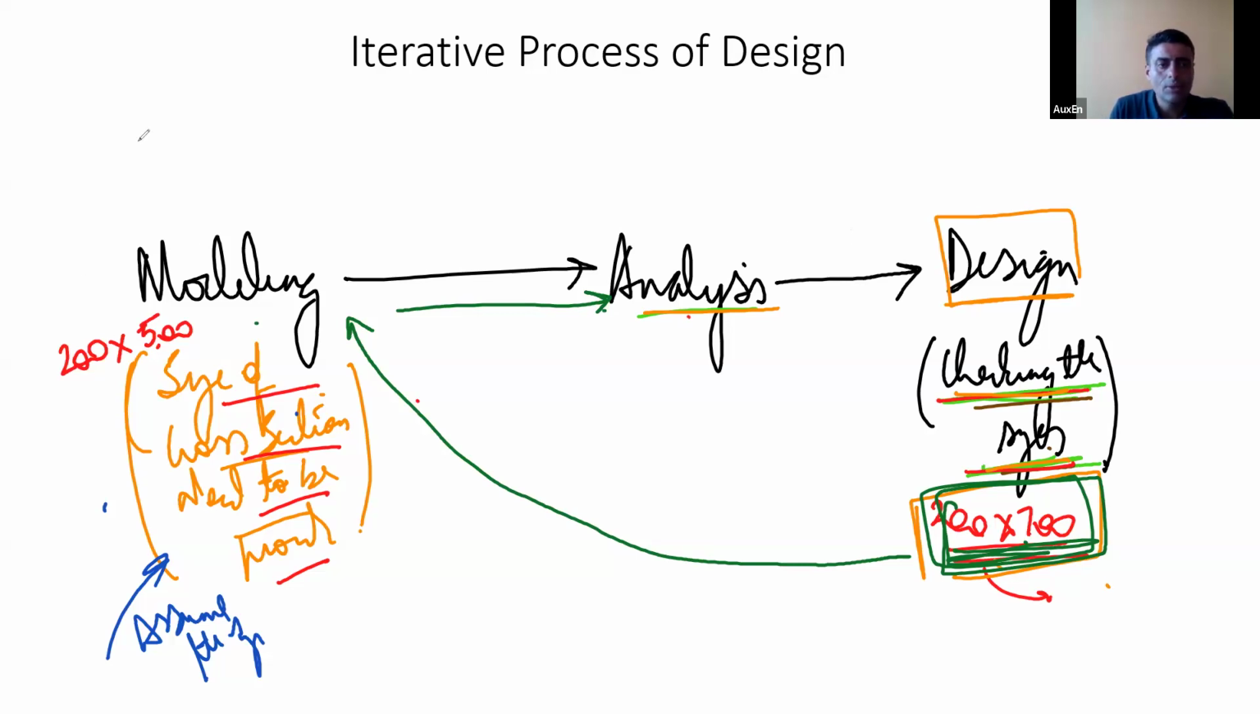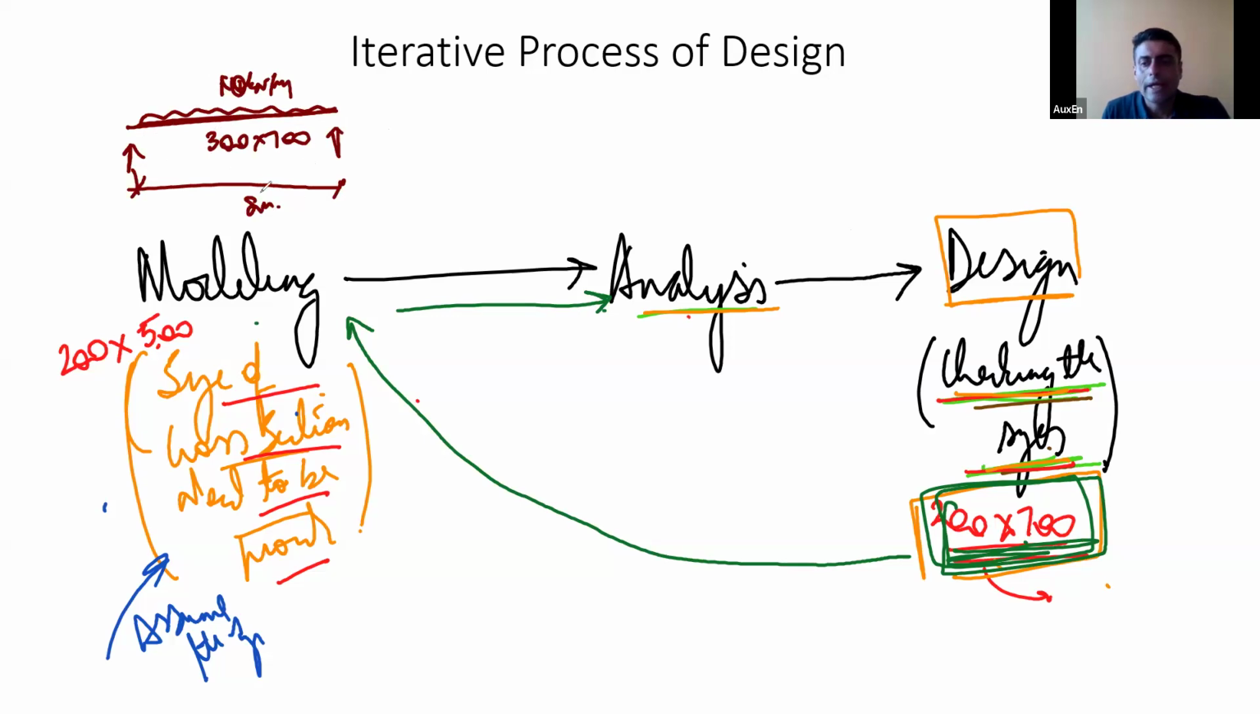Okay, before that, let me ask you one question. Suppose I have a beam 300 by 700 and it's a simply supported beam. Let me ask a quick question. It is subjected to some UDL of whatever value you want to take. Okay, let's say 10 kilonewton per meter. The span is 8 meters. So I get a particular bending moment for this beam. It's a simply supported beam, assume it to be.